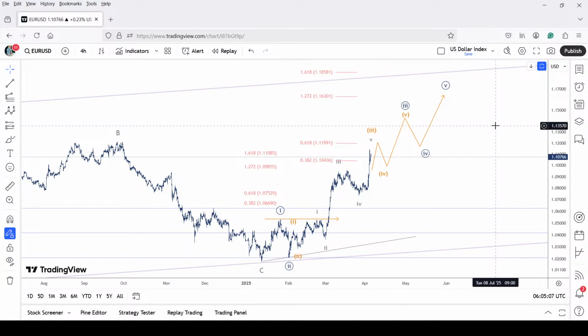All right, so those are the wave structures, those are the trading plans for Euro. And let's get started off with the dollar index now.